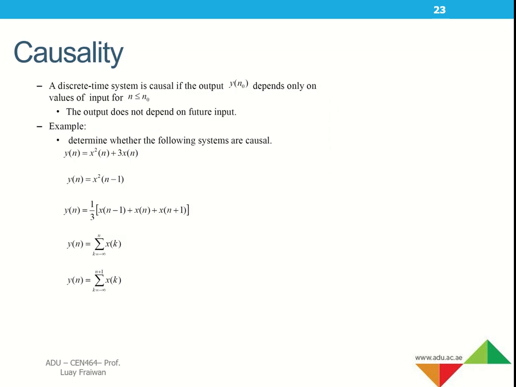Some more basic properties of the system. Okay, causality. This is a very important property of the system. A discrete time system is causal if the output depends only on the value of the input. Basically, the system will be causal if the output does not depend on the future input.